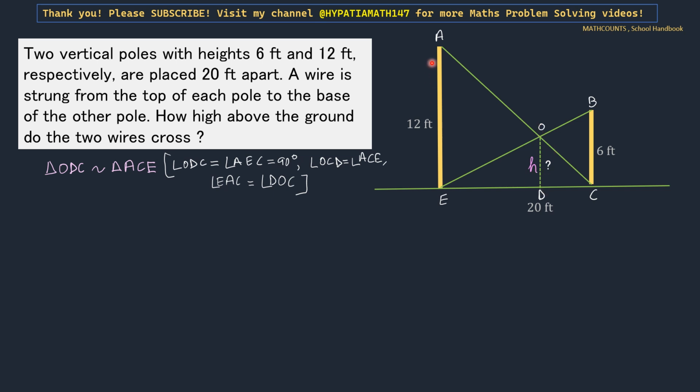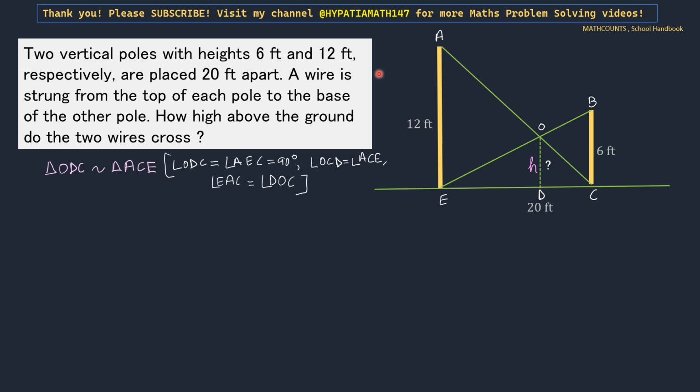You see, OD is parallel to AE, because OD and AE are both perpendicular to the ground. So they are parallel, and therefore angle DOC would be equal to angle EAC. Right? So we have these two triangles are similar.